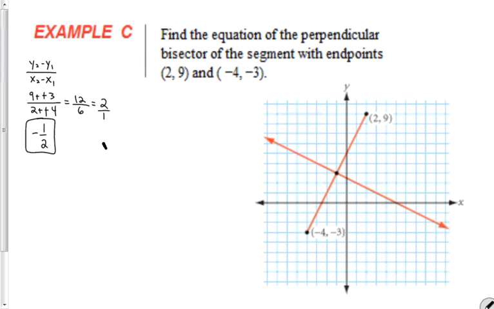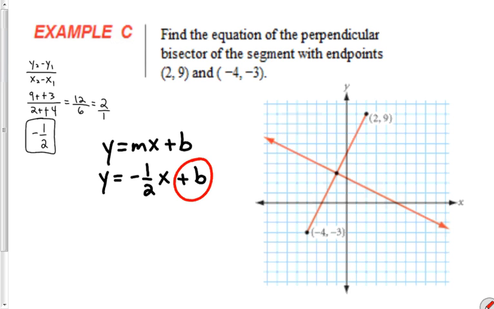So let's go back to our y equals mx plus b. We know the slope of that perpendicular bisector is negative 1/2. So let's plug that in. Negative 1/2 x plus b. I need to find the y-intercept. I need to find this value right here. What I can do is choose a point, (x, y), that I know for sure is on the perpendicular bisector. So for example, this point right here, I know that point for sure. It's obviously (-1, 3).